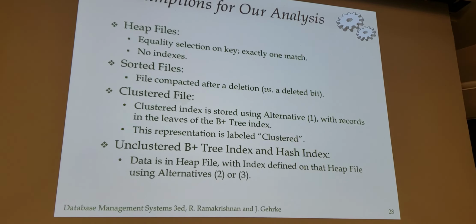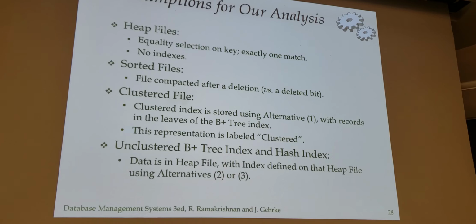In practice, you might just mark the record as not really there. It may look like it's there, but it's not really there. We could do it the other way, but we'll assume for this analysis that when something gets deleted, the file gets compacted down and everything gets moved up. In the case of clustering, we'll assume alternative 1, where the record is sitting in the leaves of the B tree. And that's again going to be called clustered. And in the case of the unclustered, we'll have 2 unclustered cases, with a B plus tree and with a hash index.